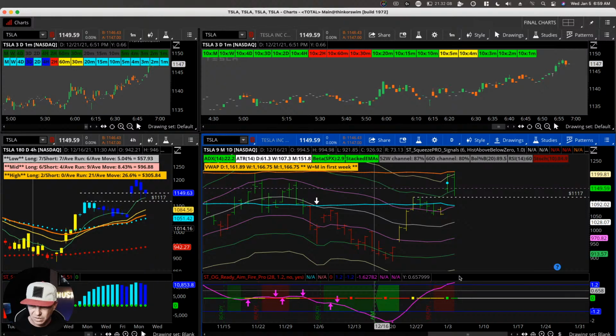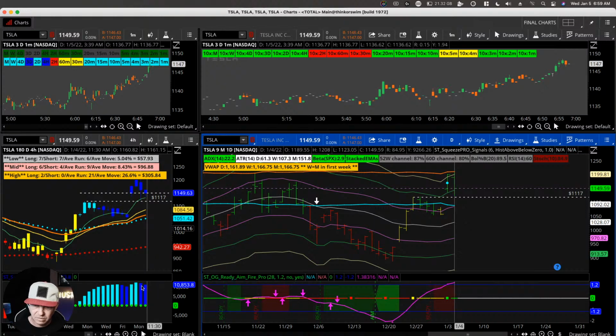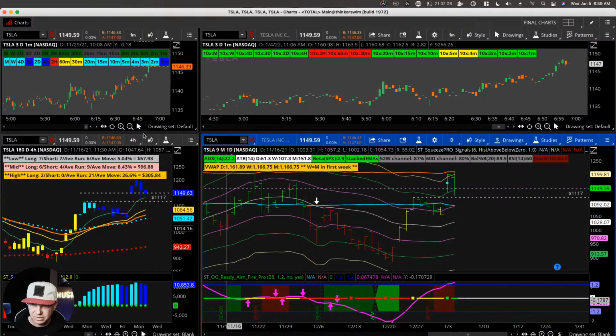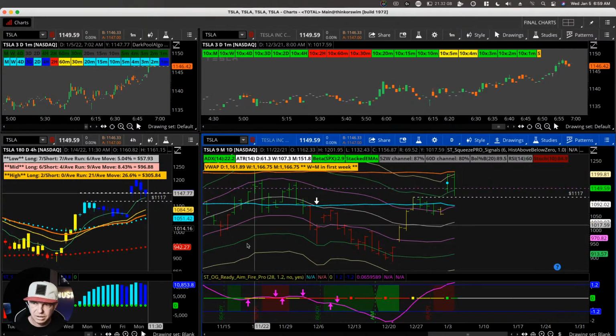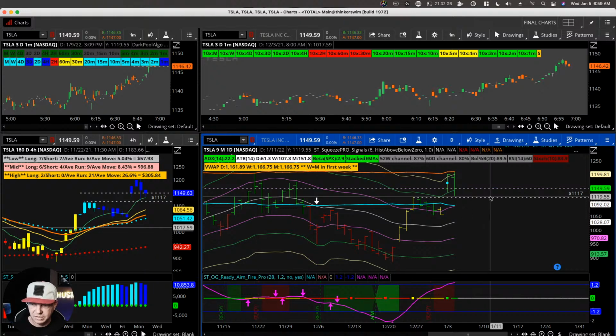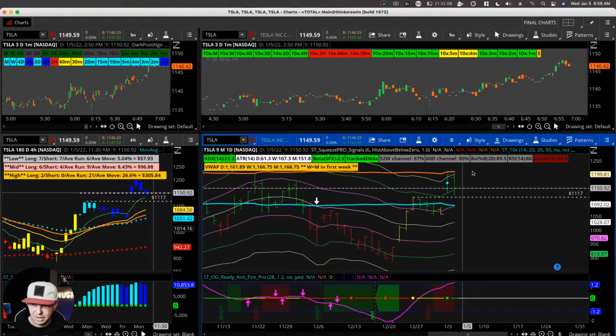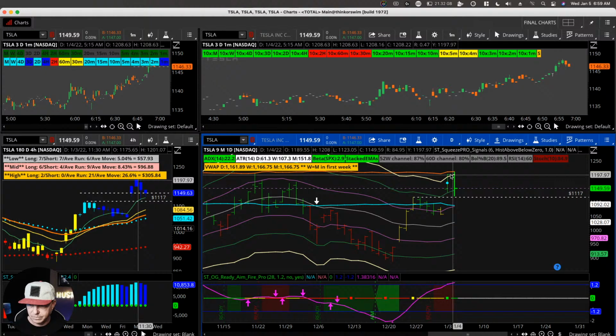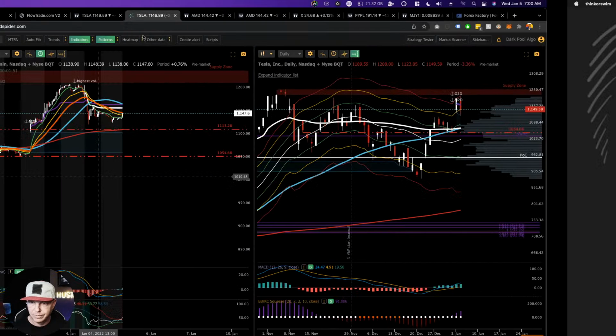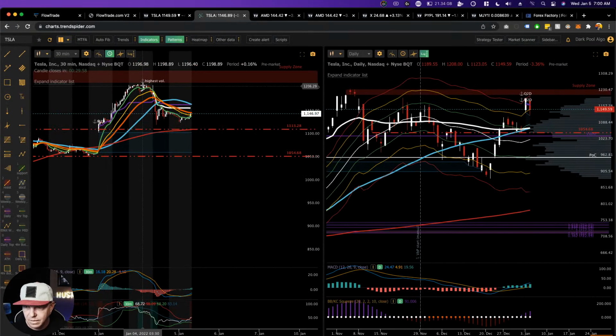A little oversold on the Iridium Fire. Histograms are dark blue, but decreasing. Pretty, very bullish momentum happening. Okay, it has room to 1210, right? 1210.